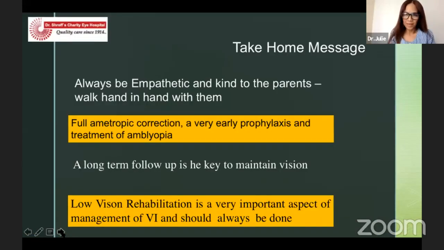I would like to say that we need to be empathetic and kind to the parents, and work hand in hand with them. A full emmetropic correction and very early, excellent treatment of diabetes are most important. Long-term follow-up is the key to maintaining good vision. Low vision rehabilitation is a very important aspect of management of vision impairment and should always be done. Thank you so much.